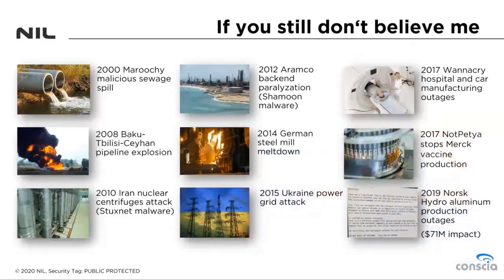But if you still don't believe me that unsolved challenges give opportunity, here are some examples of publicly disclosed breaches that happened in various industries. We've seen breaches in water supply, nuclear, pharmaceutical, healthcare, petrochemical, and the electrical power grid. And these were only the ones that were publicly disclosed because they were huge.